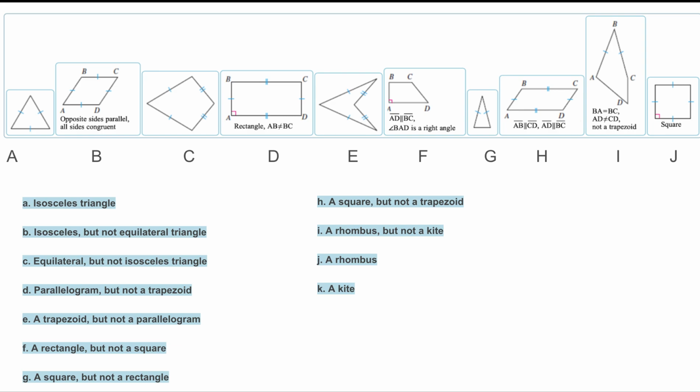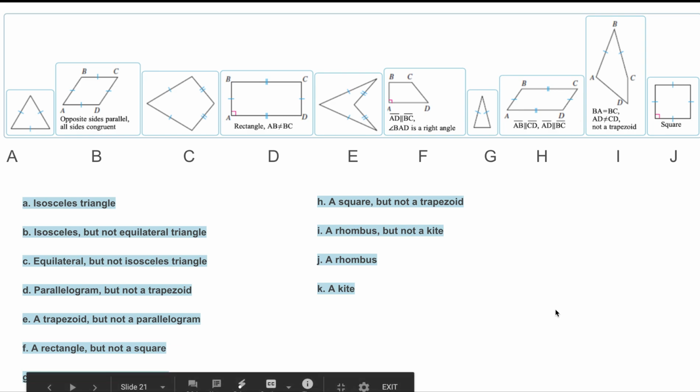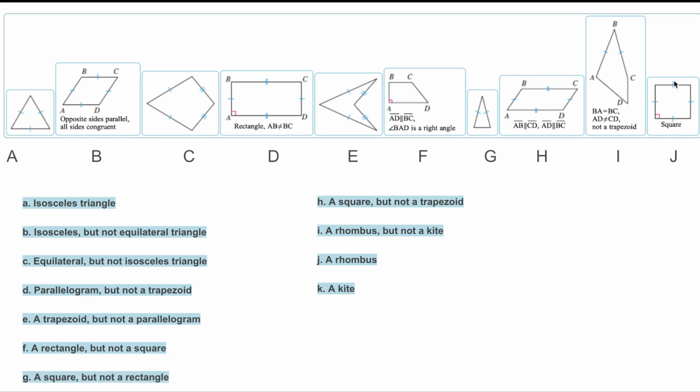Same thing. All squares are trapezoids because the definition of a trapezoid is at least one pair of opposite sides that are parallel, right? So in a square, the opposite sides are always parallel. So there is no square that is not a trapezoid. There is no square that is not a parallelogram. There is no square that is not a rectangle. Okay? How about a rhombus, but not a kite?